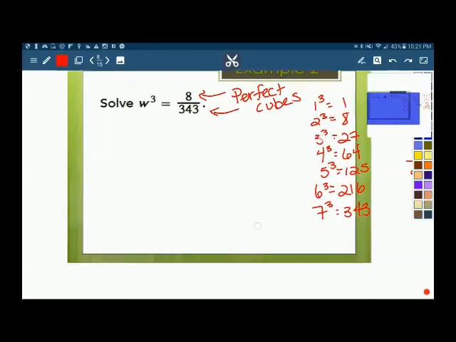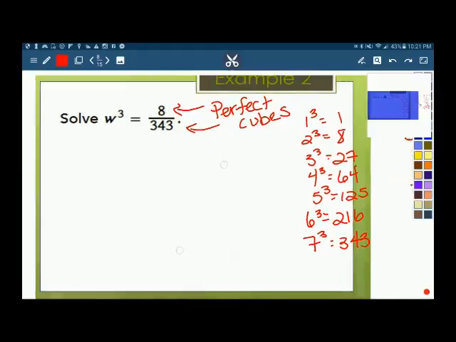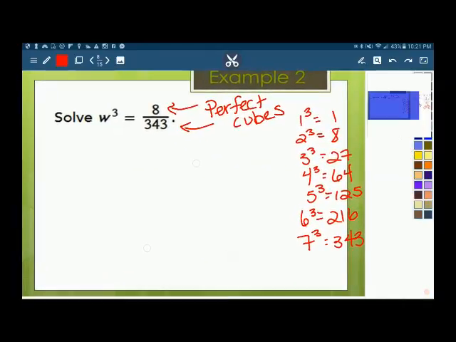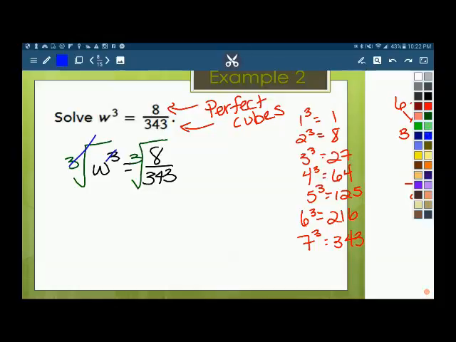Okay, so now that I see both of those numbers in my fraction on the perfect cube list, I can kind of relax because it's going to be the same problem where we distribute the cube root over the division bar. So I'm going to rewrite my equation. W cubed is equal to 8 over 343. I need to now cube root each side so that I can get W all by itself, trying to solve for W. The cube and the cube root symbol cancel, and I'm left with W.